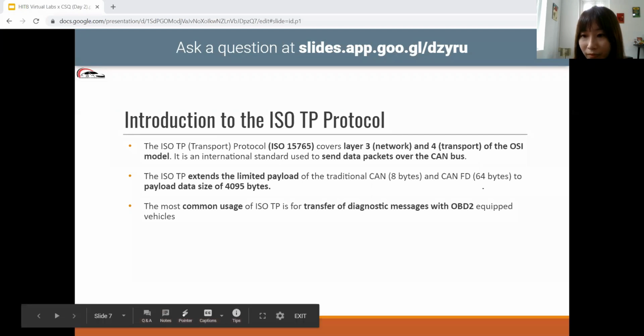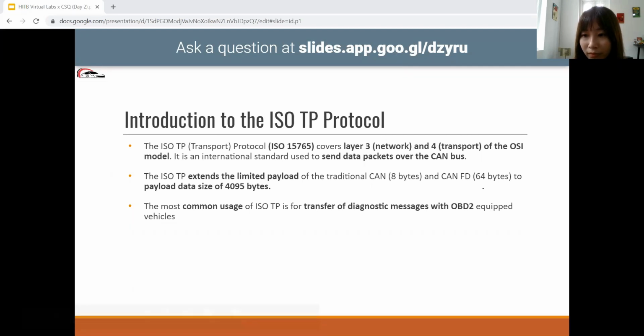So what is ISOTP and what does it look like? ISOTP has 4 frame types: single frame, first frame, consecutive frame, and flow control frame. A single frame is any data packet that is only up to 7 bytes of data, and the communication between the first frame and consecutive frames is for anything above 7 bytes.